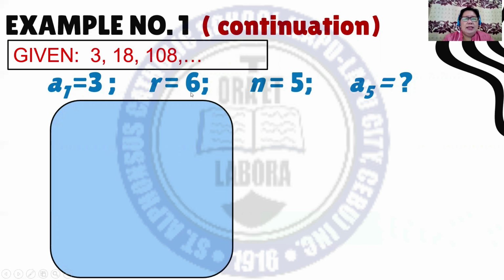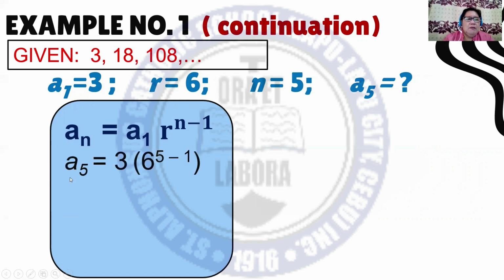The ratio is 6. And since we are asked to look for the fifth term, it will be represented by a sub 5, and n is equal to 5. This is the formula to find the nth term of a geometric sequence. Then the fifth term is equal to: substitute 3 to a sub 1, substitute 6 to r, substitute 5 to n, then minus 1. And a sub 5 is equal to 3, simplify, 5 minus 1 is equal to 4.